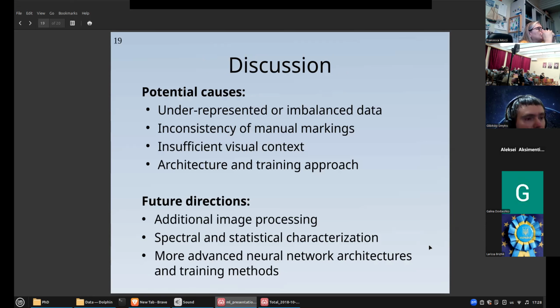We suspect this may be due to a number of potential causes, from imbalanced and inconsistent data to insufficient visual context, or even to a wrong choice of training setup. What is actually the case and how to improve the results remains to be seen, but we hope to find the answers and to expand upon our analysis beyond just segmentation in future work.